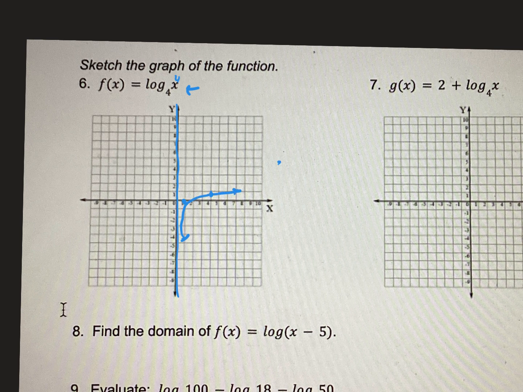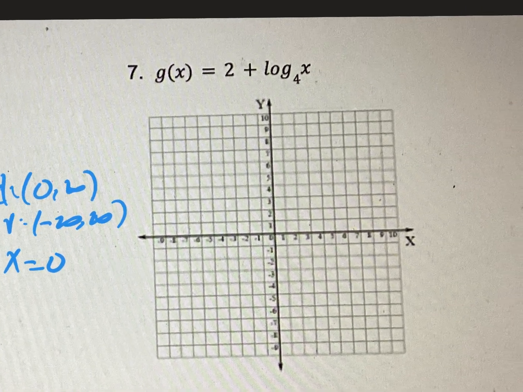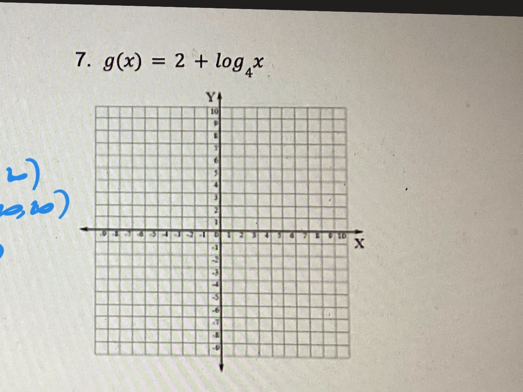And then over here, tell what your domain is, which is 0 to infinity. What is your range? It's all reals. Where is your asymptote? X equals 0. Let's go another one. Number 7 right here. Number 7's got a vertical shift up 2, but that's not going to affect the asymptote at all. The asymptote's still there.